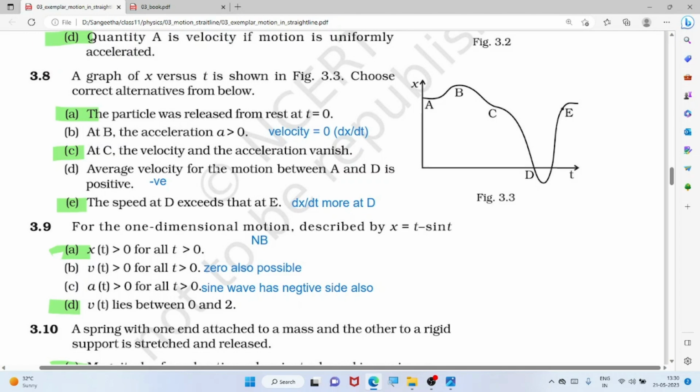Okay, at C, velocity and acceleration vanish. Okay, it goes up, here also it is like a flat, it vanishes. Average velocity for the motion between A and D is positive. A and D, average velocity, okay, it can't be positive, it is negative. It becomes negative here, and it reaches the same position after that, so it will be negative. So this is not the answer. The speed at D exceeds that at C, yes, the slope here is more than here.